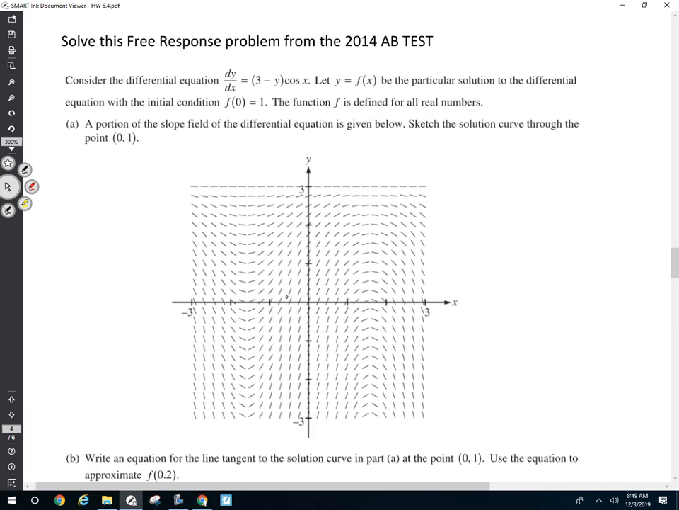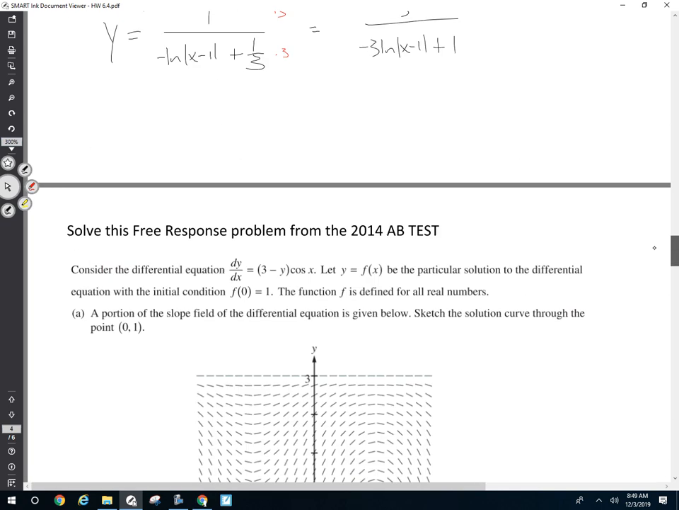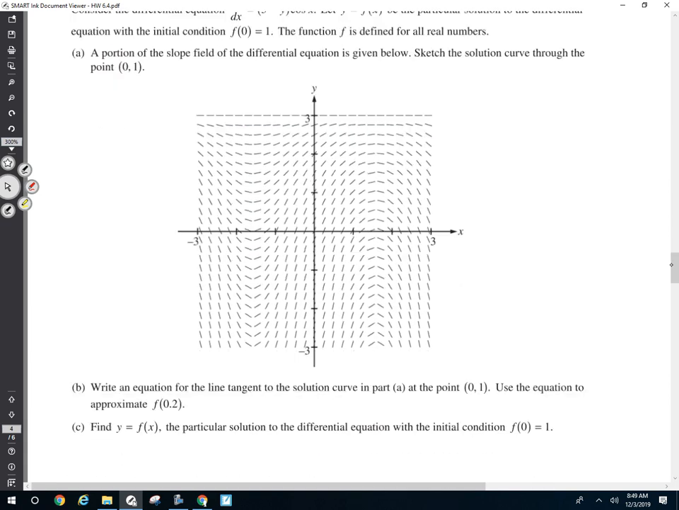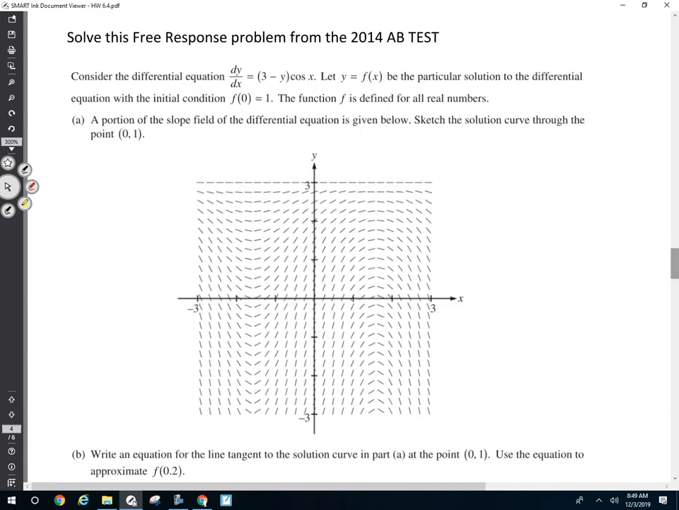All right. Next question. We have like 4 of these. Okay. Getting us ready for our free response portion of our test. Do not take these lightly.